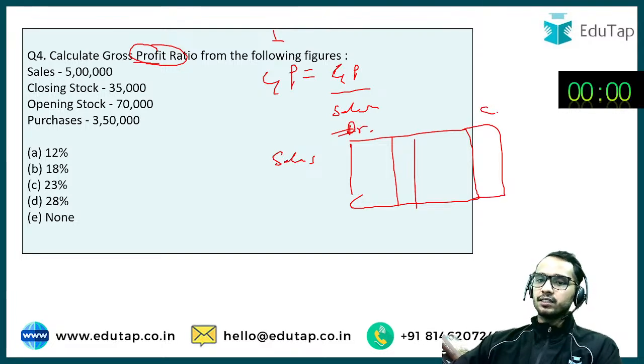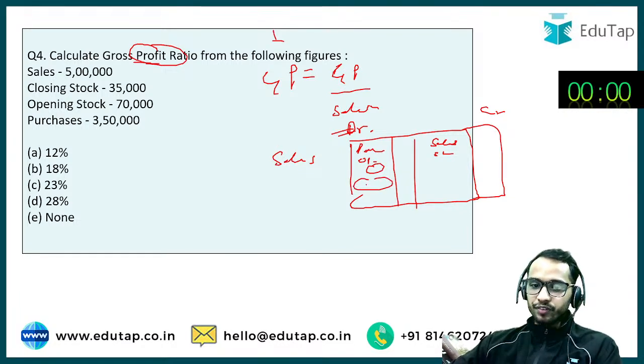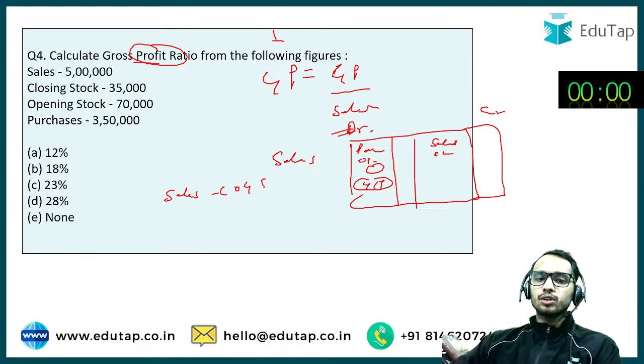This is debit and this is credit, right? You write sales here, you write purchases here, and then you write opening stock here as well. And you write closing stock here, or you can deduct closing stock from here as well. So how do you calculate this gross profit GP? Sales minus cost of goods sold. Easy enough. How do you calculate this cost of goods sold? Purchases plus opening stock minus closing stock.